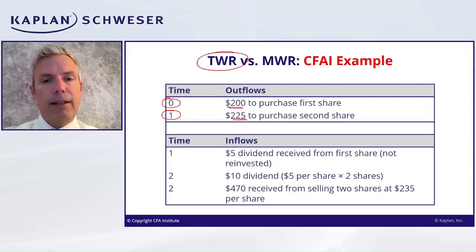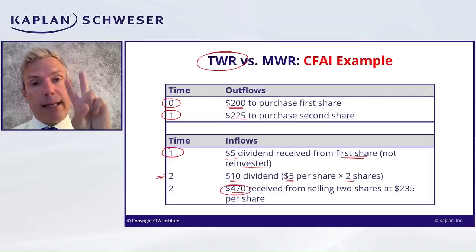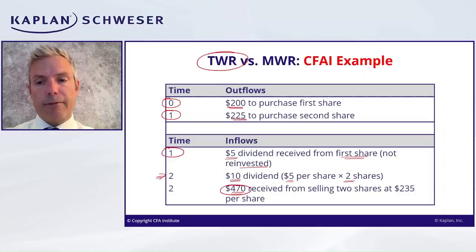TWR. You're going to have to adjust for the fact that we take $5 out of the fund at the end of the first period because we get a dividend and we don't reinvest it. And at time 2, we get another $5 dividend, but we hold 2 shares. So we get $10 coming out of the fund, plus we liquidate the fund. We liquidate our 2 shares for $235 each and get $470.